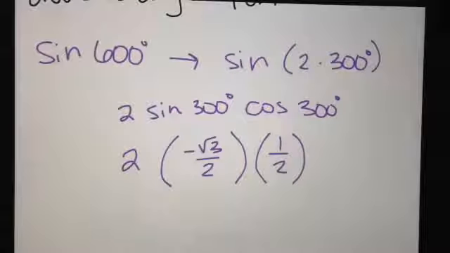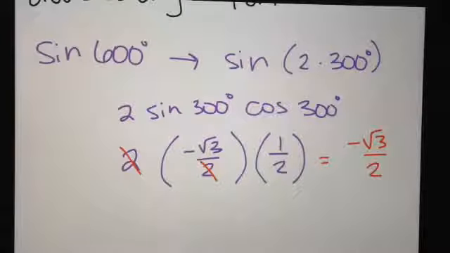So if I multiply these, I'm just going to say multiply by 2 and divide by 2, those are going to cancel. And then I can just multiply straight across, so I have negative root 3 times 1, which is negative root 3, and then I've got 2 on the bottom. So sine 600 is negative root 3 over 2.